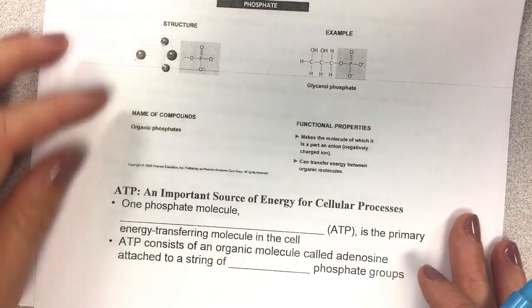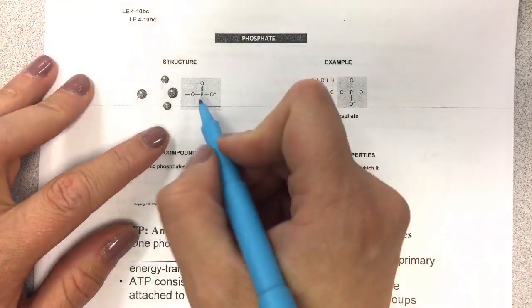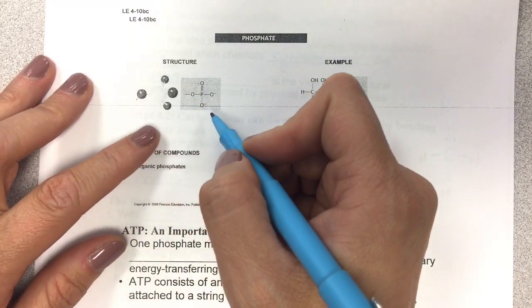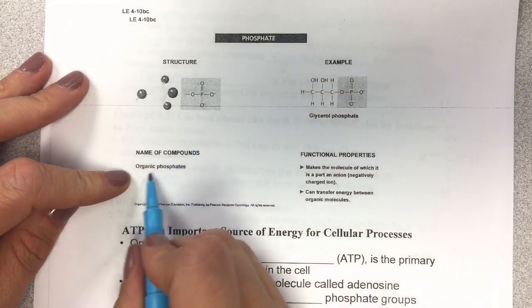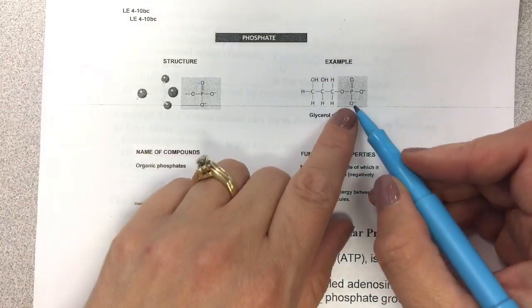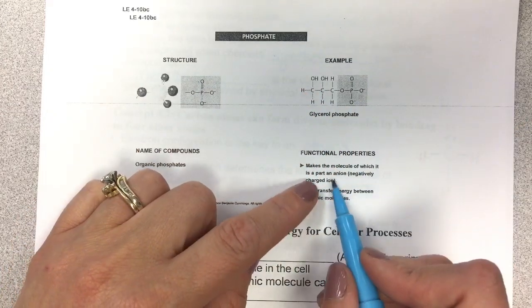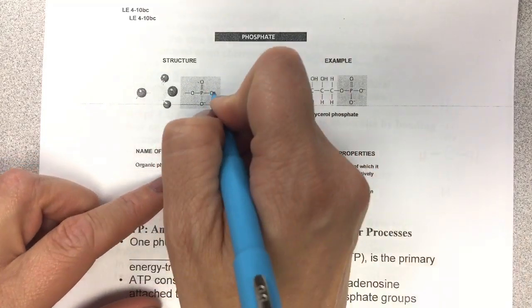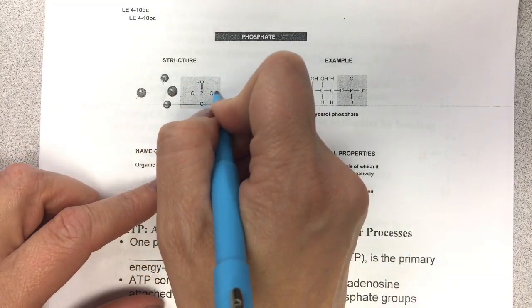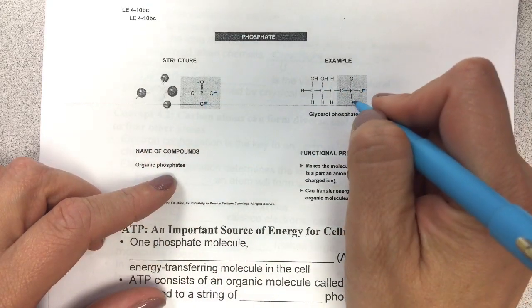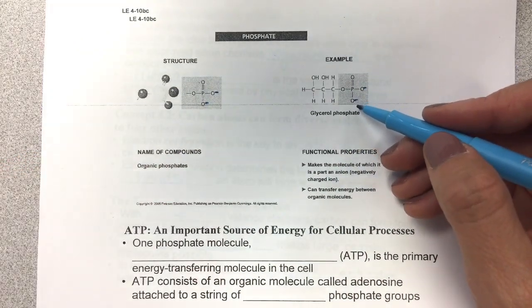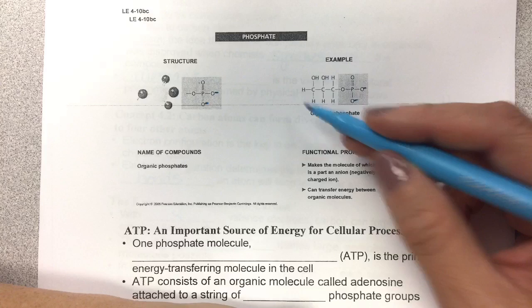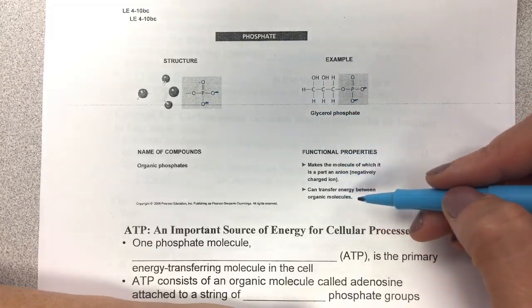And then lastly, we have the phosphate group. The phosphate group has phosphorus in it, so that's your P here, and it has the 4 O's here, so it looks like this. When we look at this, they're called organic phosphates, and this is what it looks like attached to a molecule. It makes the molecule of which it is a part an anion, because notice it has these negative charges, negative, negative, negative, negative. An anion means a negatively charged ion. So it makes the molecule attached to it an anion, and it also is involved in energy transfer.